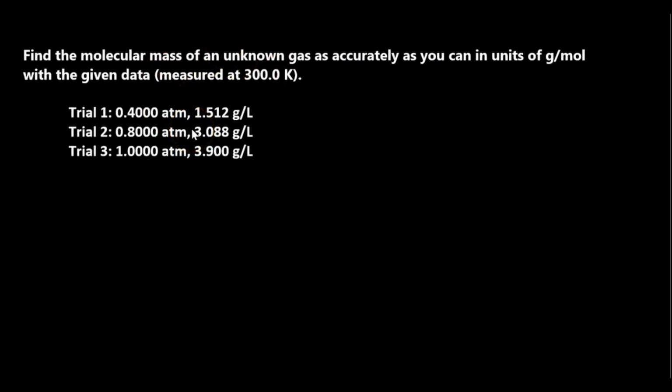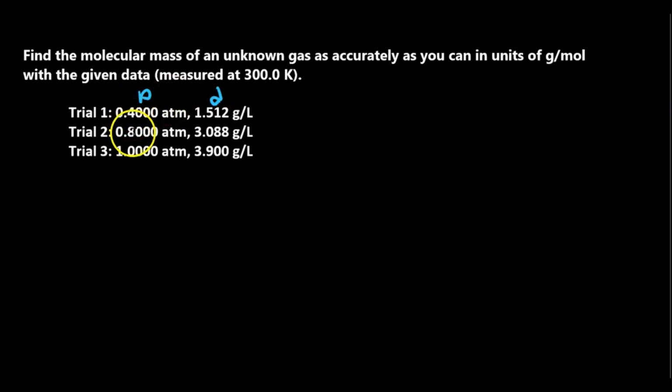We're going to go over this problem where we estimate the molecular mass of an unknown gas as accurately as we can, given this data. We're given data on pressure and density, varying the pressure and taking measurements on this gas, all performed at 300 Kelvin. Based on this pressure versus density data, we want to know the molecular mass in grams per mole. Now, we want to do it as accurately as we can.